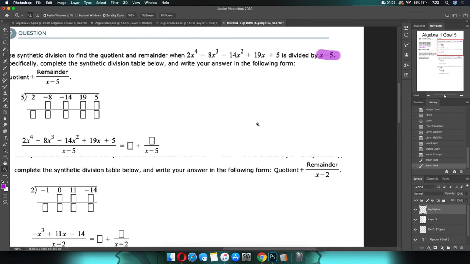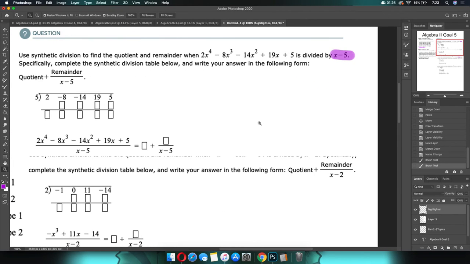All right, using synthetic division, find the quotient and the remainder when this polynomial is divided by this binomial. They give you the setup of the format. What you want to zoom in on is your coefficients. You have a 2, a -8, a -14, a 19, and a 5. All of those numbers are copied and pasted here in this line. So these are our coefficients: 2, -8, -14, and so on. That's where all of the numbers are coming from.